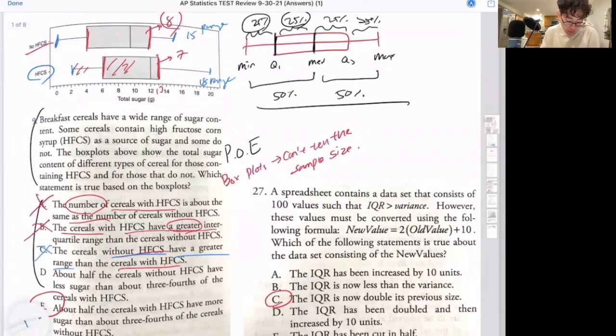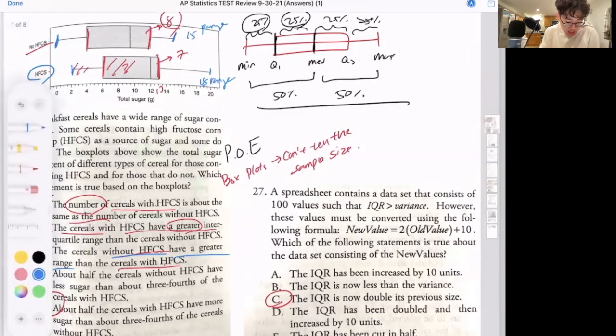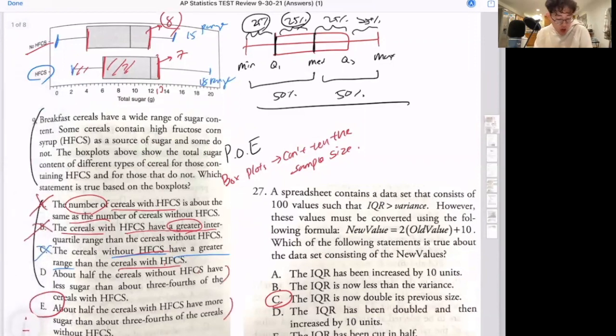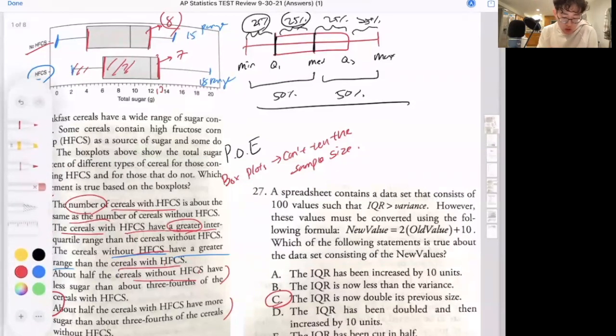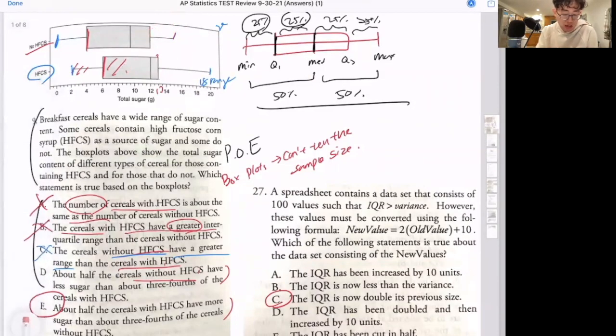So C is also out. Now we're really down to D and E here. With these two, about half the series without HFCS have less sugar than about 3/4 of the cereal with HFCS. Now, what in the world does this mean? Remember what I told you about the 50%, 25% of the data set for the box and whisker plot?